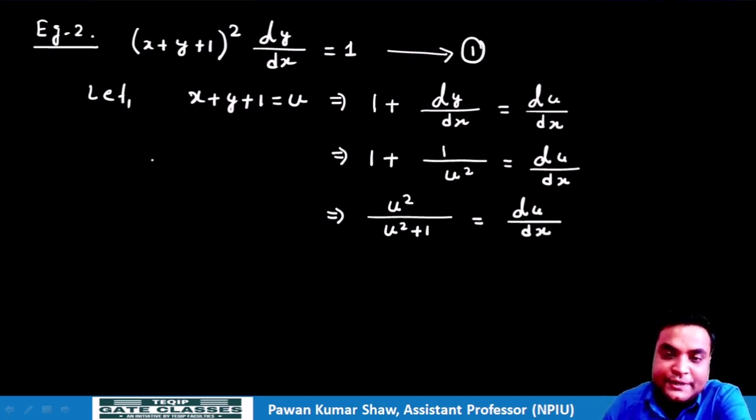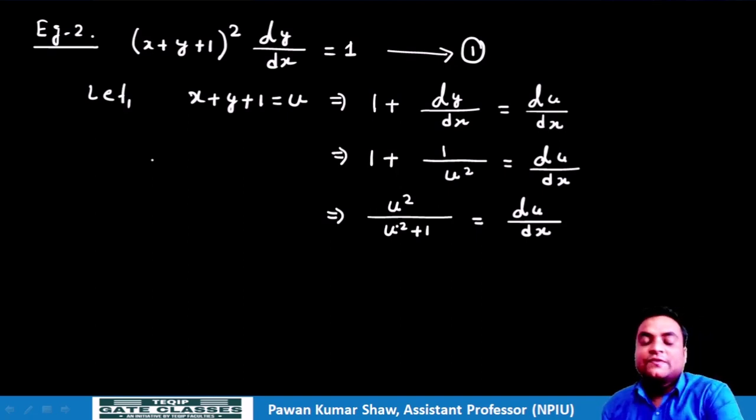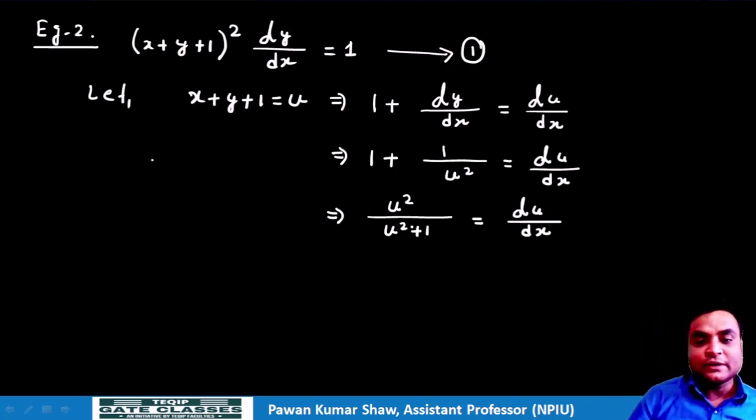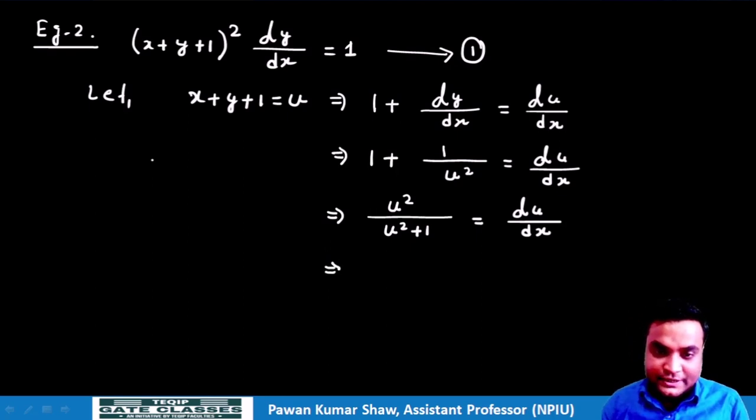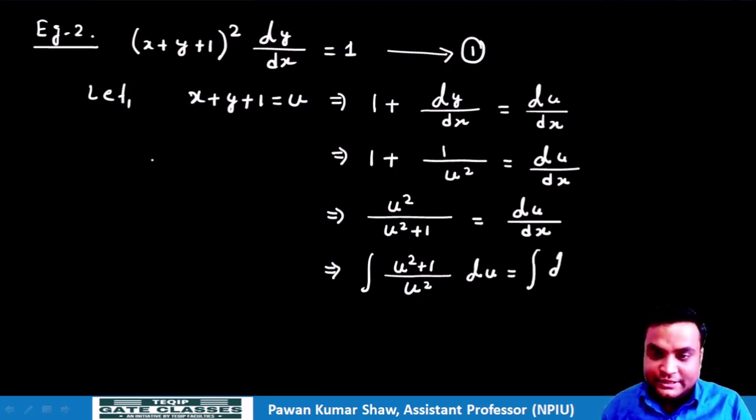Now the left hand side is only a function of u, so we can separate in terms of u and x. So what can we write? If you bring this term to the right hand side, we can write the integration of u square plus 1 divided by u square du equals the integration of dx, plus c.